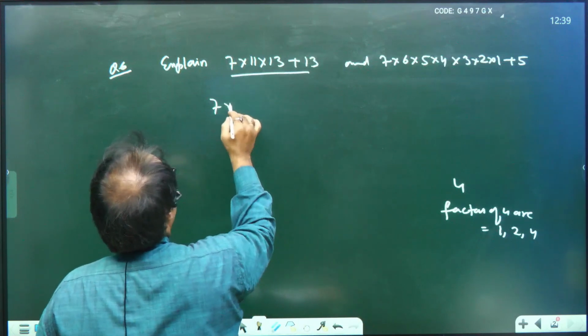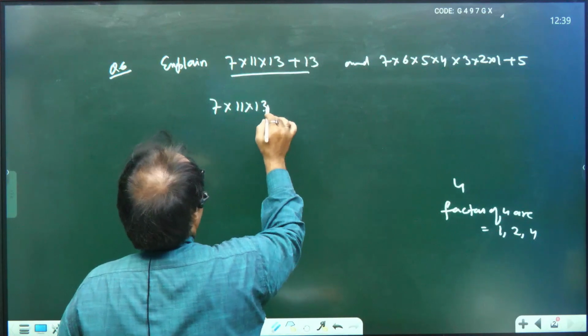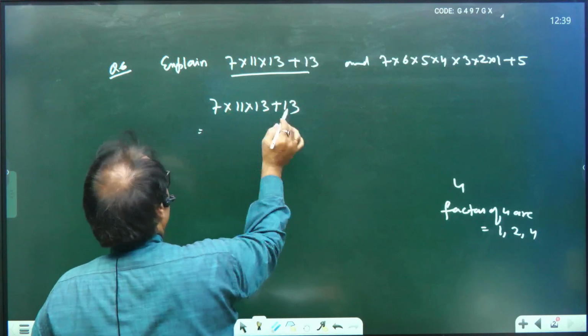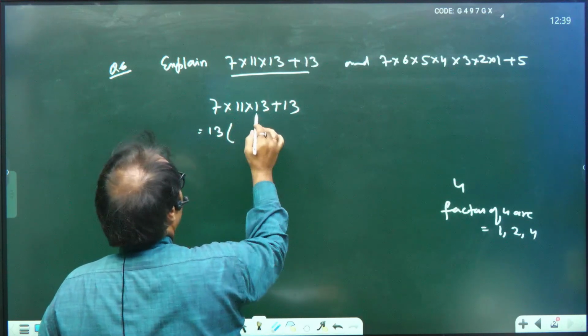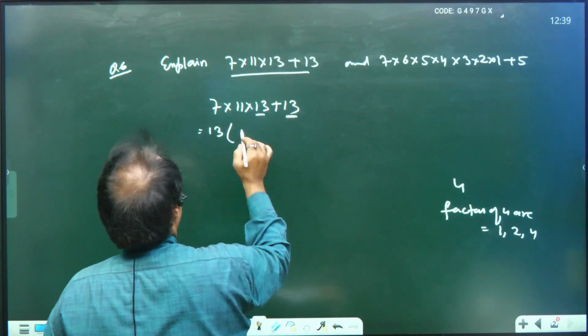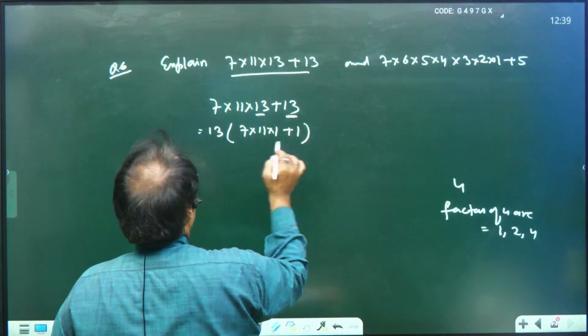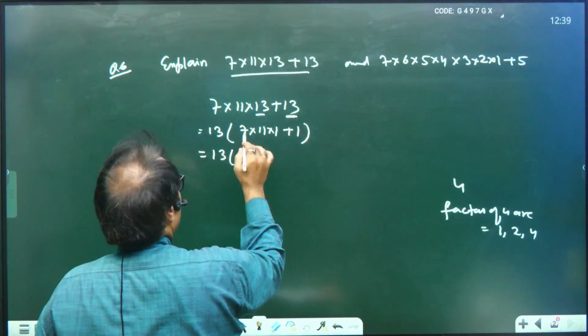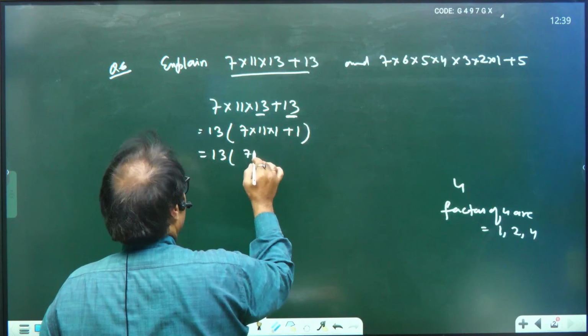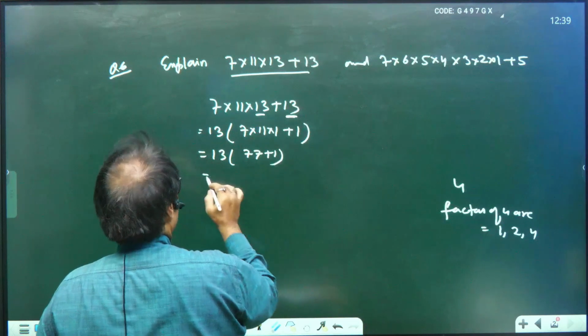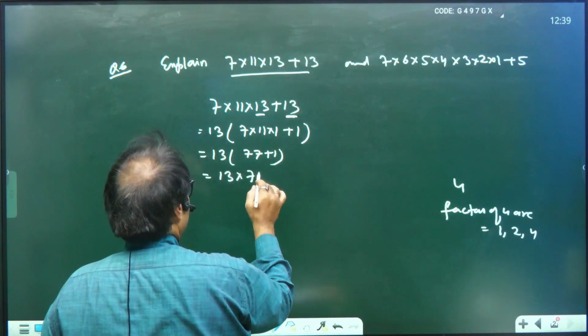Here the question is 7 into 11 into 13 plus 13. So 13 is common, right? Because 13 and 13 are the common number. So we will write 7 into 11 into 1 plus 1, times 13. 7 times 11 is 77, plus 1. So this is 13 into 78.